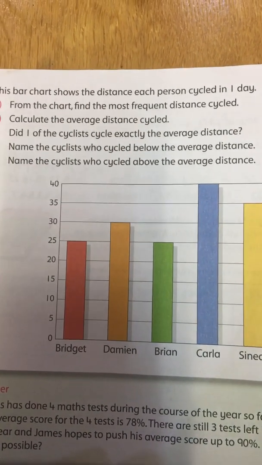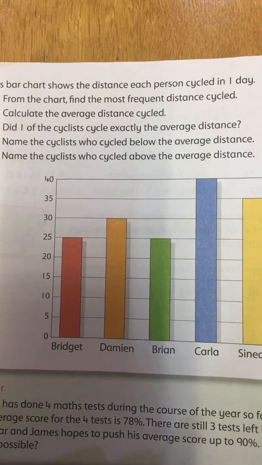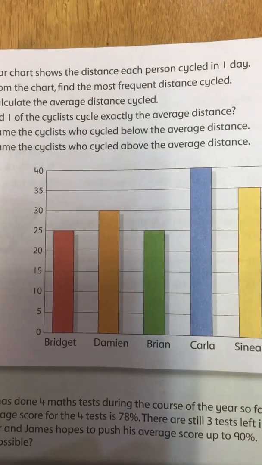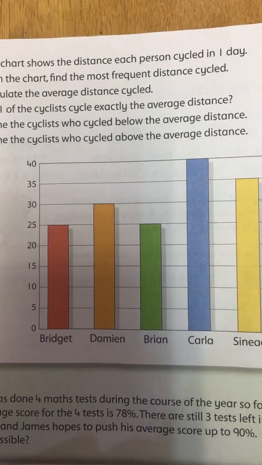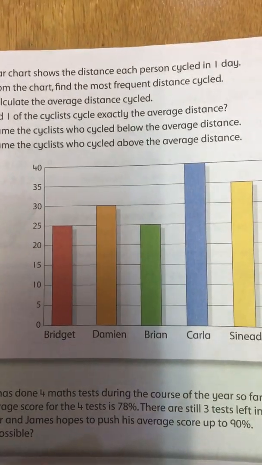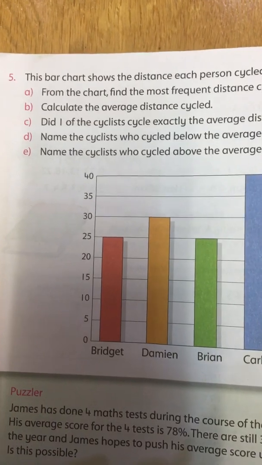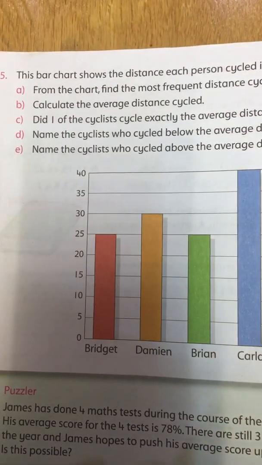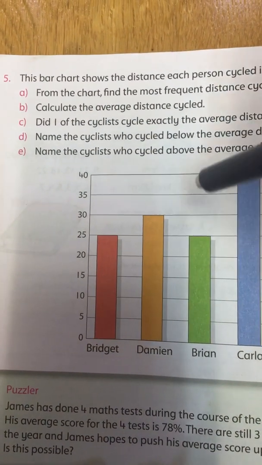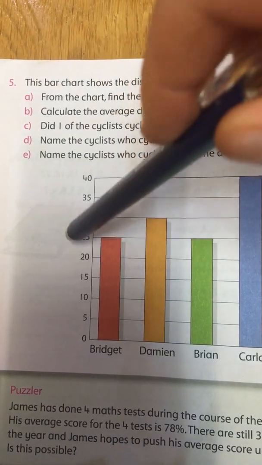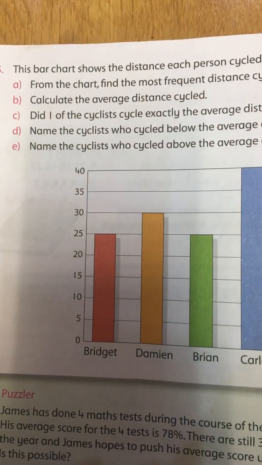So by the frequent there, they mean which distance, is there any distance there that was cycled maybe the most, like more than once? Was there one distance that more people were doing than others? B then is, for A there then, you'd write down which distance it was. So if it's 5, 10, 15, 20, or so on.